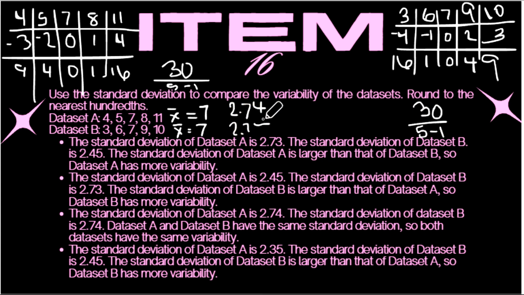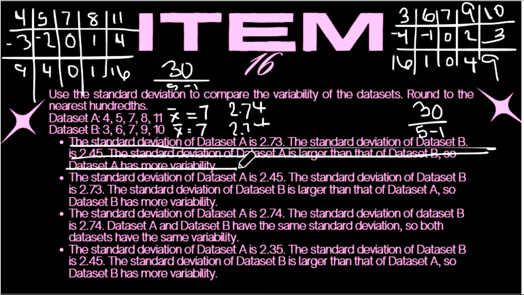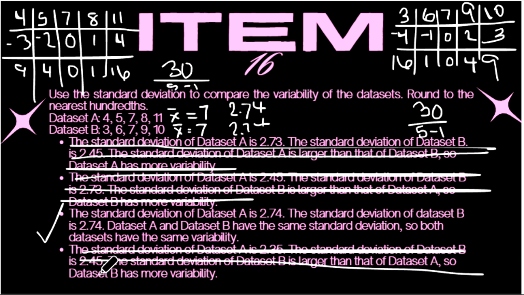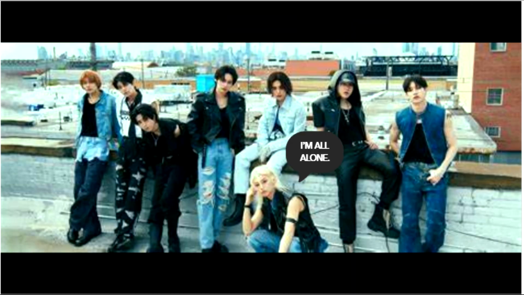So the standard deviation of data set A is 2.73. No. The standard deviation of data set A is 2.74. The standard deviation of B is 2.74. They have the same standard deviation, so both data sets have the same variability. And this one's wrong. Okay, I'm so happy.